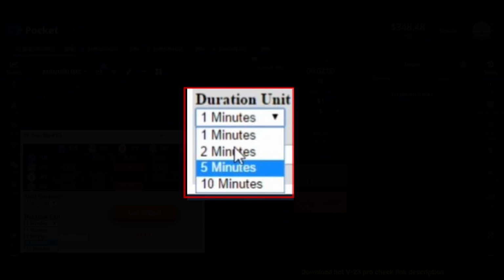These are the C3 cross signal bot time frames that you can use in trading this time. Here I use a 5-minute time frame.